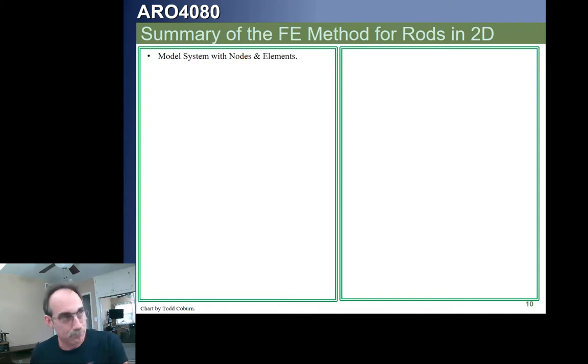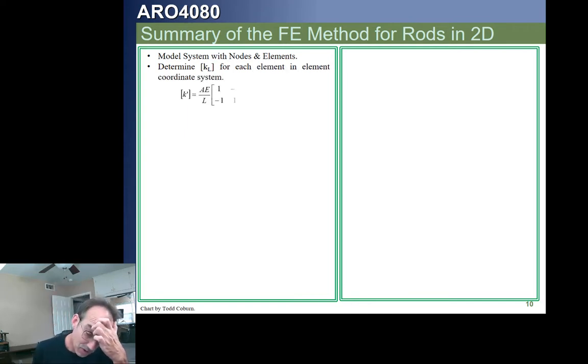So we're going to start by modeling our system with nodes and elements, which means if we're not given numbering for our nodes, we're going to number them. If we're not given numbers for our elements, we're going to number them. And then we're going to start calculating stiffness matrices and so on. We then calculate our local stiffness for each element.